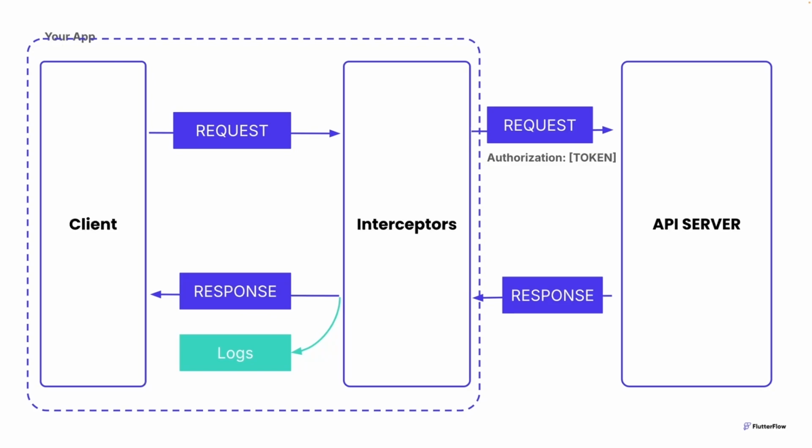It acts as a middleman between your app and the API server. So when you make an API call from your app, the request first passes through the interceptor. The interceptor can then inspect the request, make changes like adding headers or modifying the URL, and even cancel the request if needed. Similarly, when the server responds to your request, the response passes through the interceptor before reaching your app.